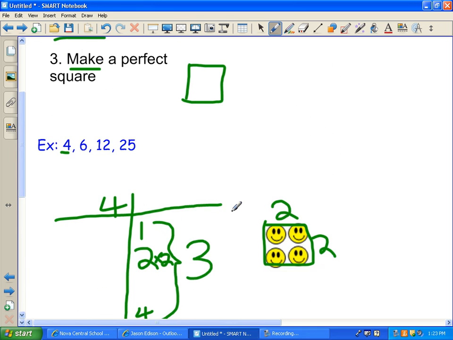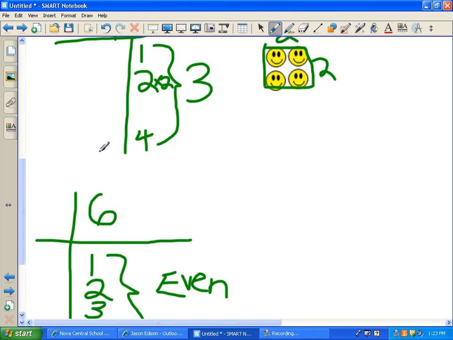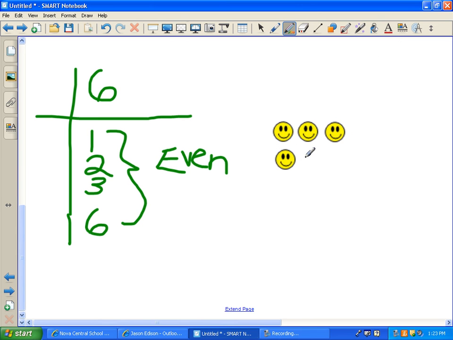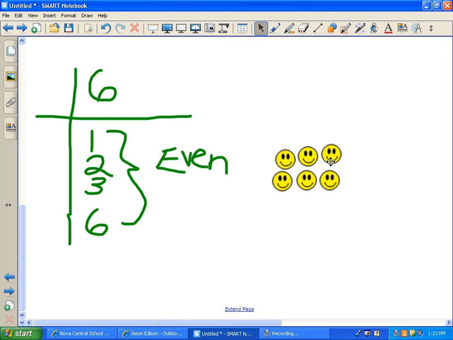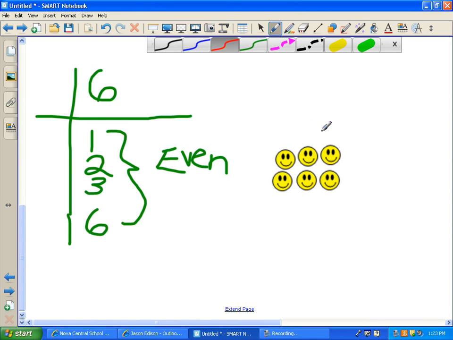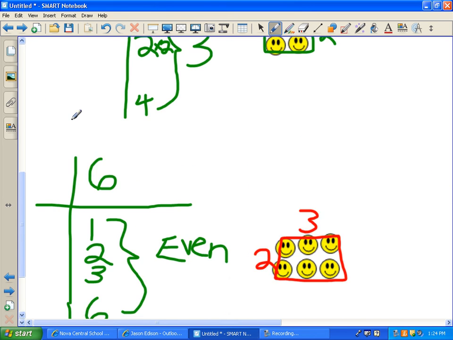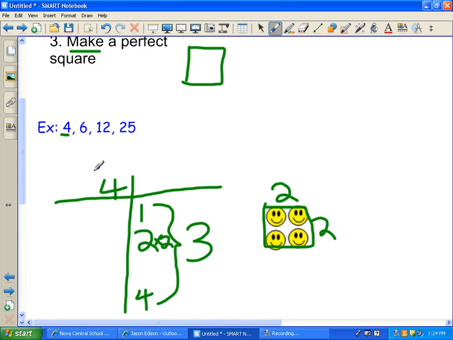And the last criteria, does it make a perfect square? And if we were to take the same thing we had before, and we need 6, 1, 2, 3, 4, 5, 6, no matter what way you rearrange them, there's no way to make a perfect square. It's not going to be the same on all sides. Just checking it out, we've got 3 going across and 2 going down. That is not a square, that is more of a rectangle. So 6 is not a perfect square.